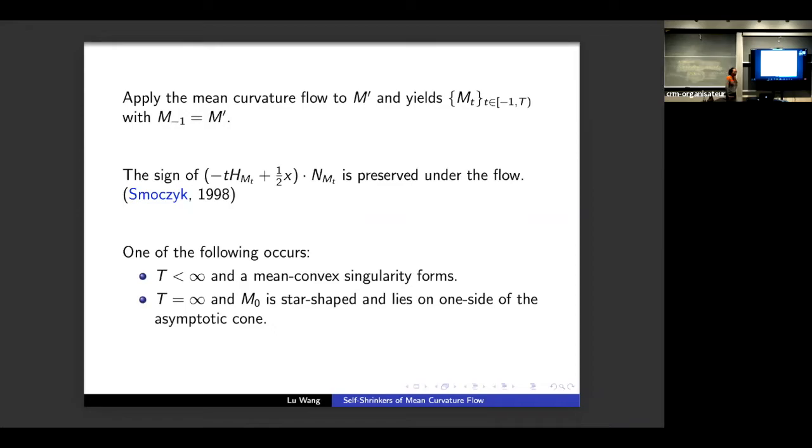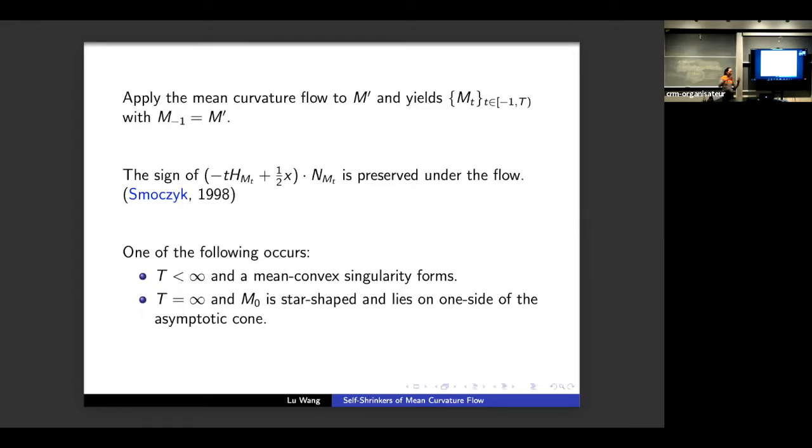So when t equals minus one, that's exactly the quantity we have in the previous slides, okay? Then one can show that one of the following occurs. So either we have a finite time singularity, and then one can show that this singularity has to be mean convex. And then we appeal to the Colding-Minicozzi classification of mean convex self-shrinkers to see that it has to be a cylinder. But then that's a contradiction, right?